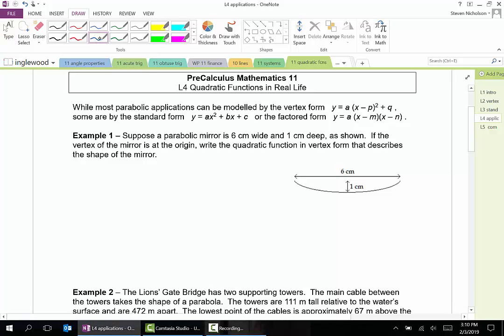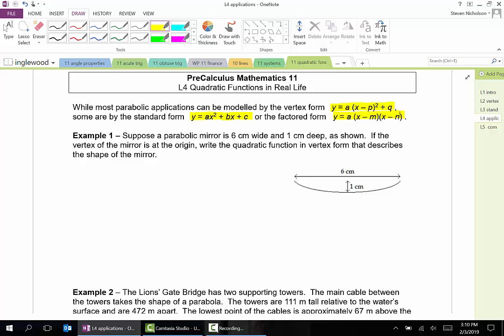Lesson 4 looks at real-life applications. In the last few tutorials, we looked at the vertex form of a quadratic function, standard form of a quadratic function, and from standard form to intercept form, the factored form of the quadratic function. And what we're going to do today is get away from just the pure mathy thing, and we're going to interpret stories.